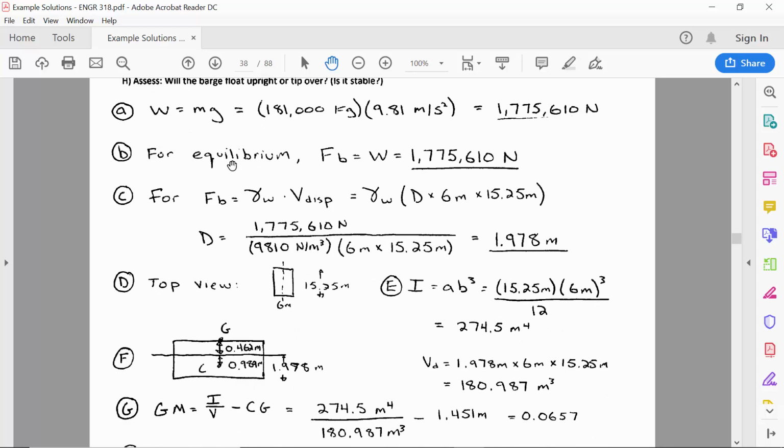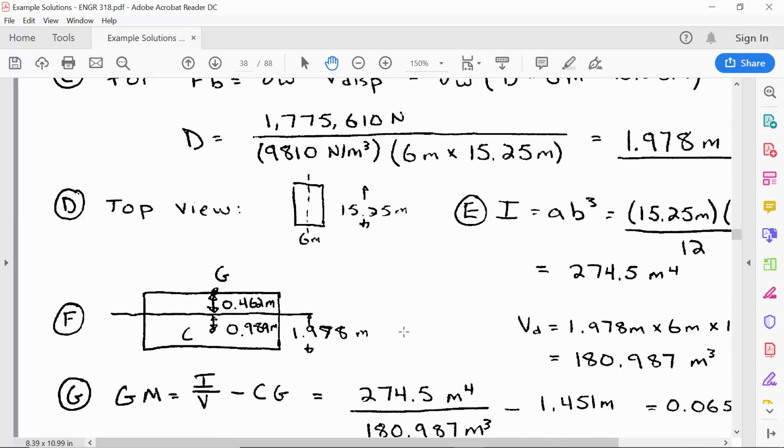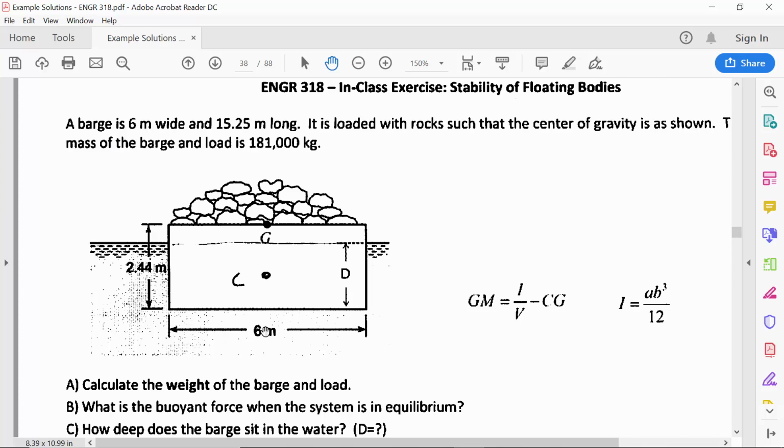The distance CG we get by drawing where the center of buoyancy is. So if it sits at a depth of 1.978 meters, from the water line to the bottom edge, then the center of buoyancy is going to be half of that. So 1.978 divided by 2 gives 0.989 meters. And then from the original dimensions that are given, we know that from the top edge to the bottom edge is 2.44 meters.